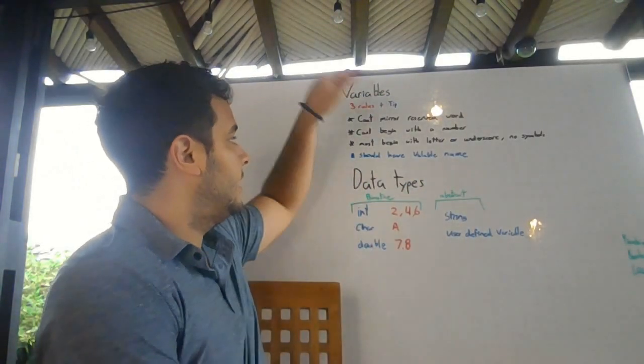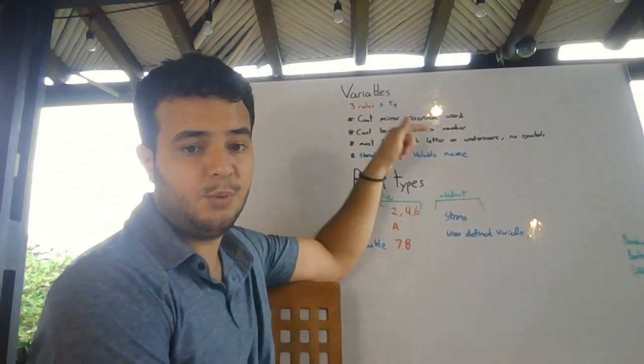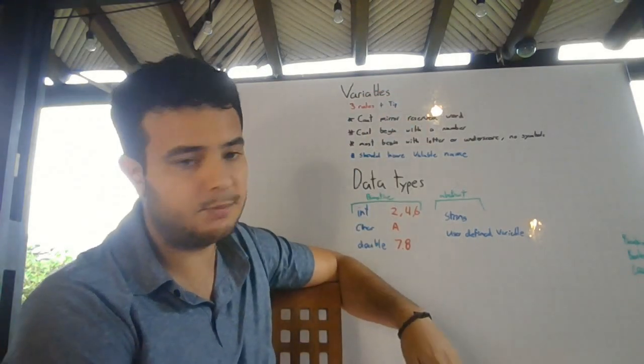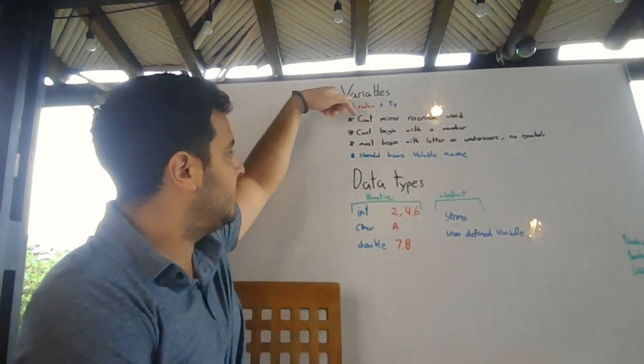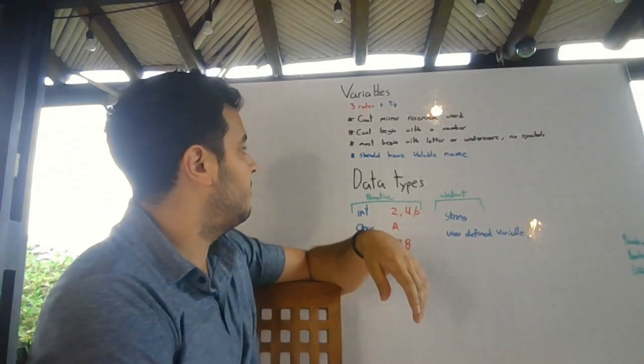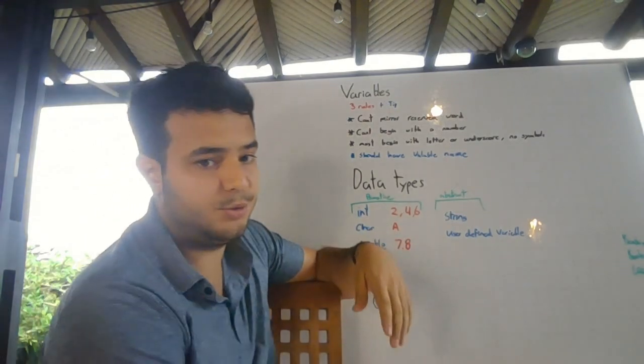Our first rule is that the variable can't mirror a reserved word, for example, if or while, which represent loops that I'll explain later. It can't begin with a number, and it also must begin with a letter or an underscore.